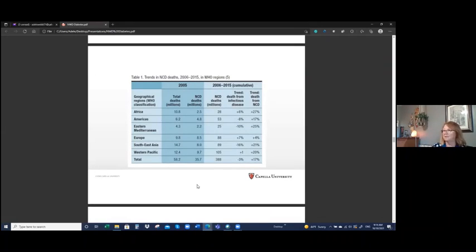So look at the trends in deaths. This was the latest that they had on their website in the WHO. It only goes to 2015. But if you look at 2005 non-communicable disease deaths, so that's the second column from the left, and then go over to 2015, you can see that, look at Africa, for example, they had 2.5 million deaths from a non-communicable disease. 10 years later, it increased by 27%. Huge increases in these deaths from non-communicable diseases. This is our opportunity to make a difference related to the social determinants.